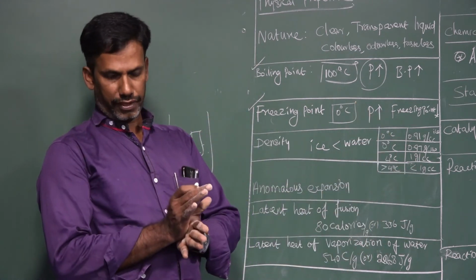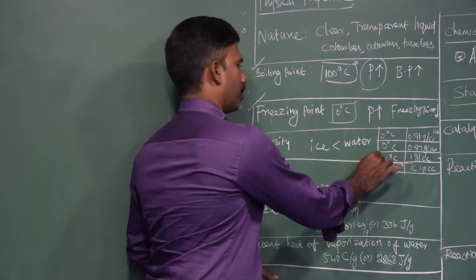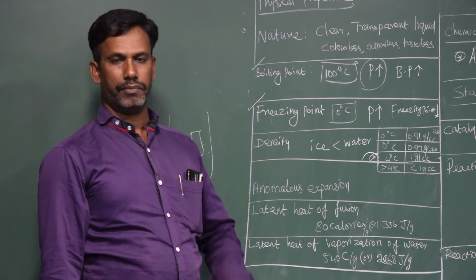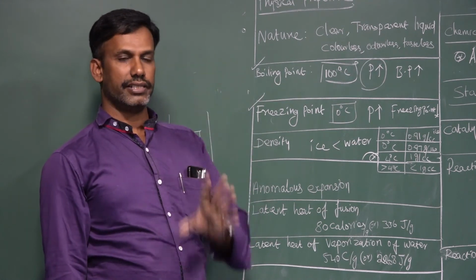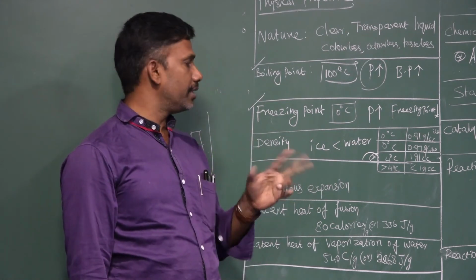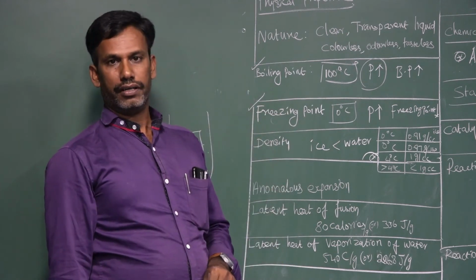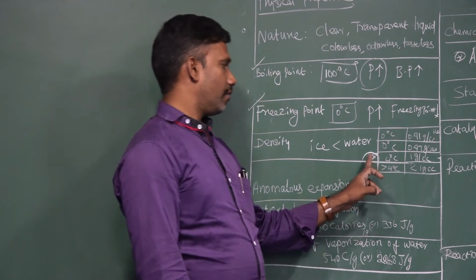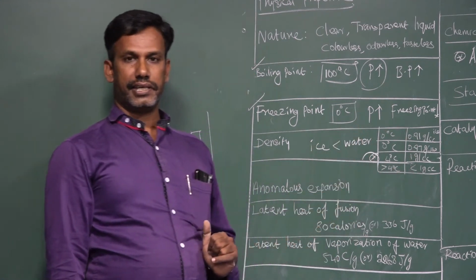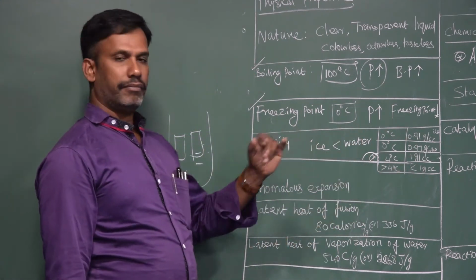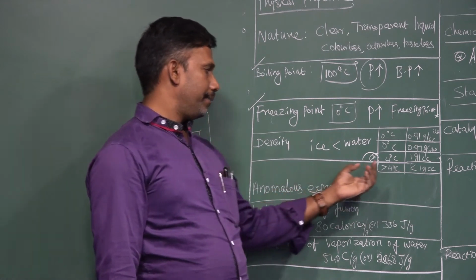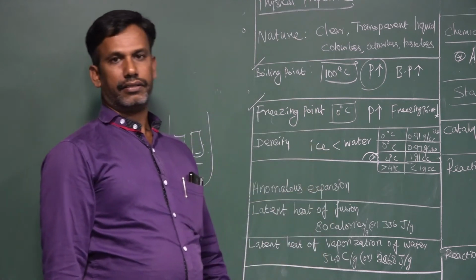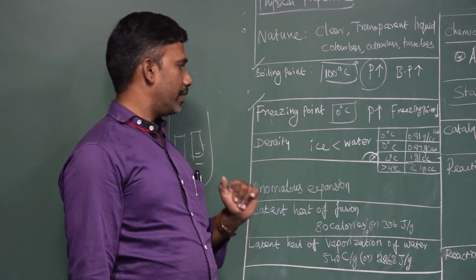This is a very important question. The density of water is 1 gram per cubic centimeter at 4 degrees Celsius. At 0 degrees it is less than 1 gram per cubic centimeter, whereas at 4 degrees Celsius water has a density of 1 gram per cubic centimeter. At more than 4 degrees Celsius, it will be less than that.